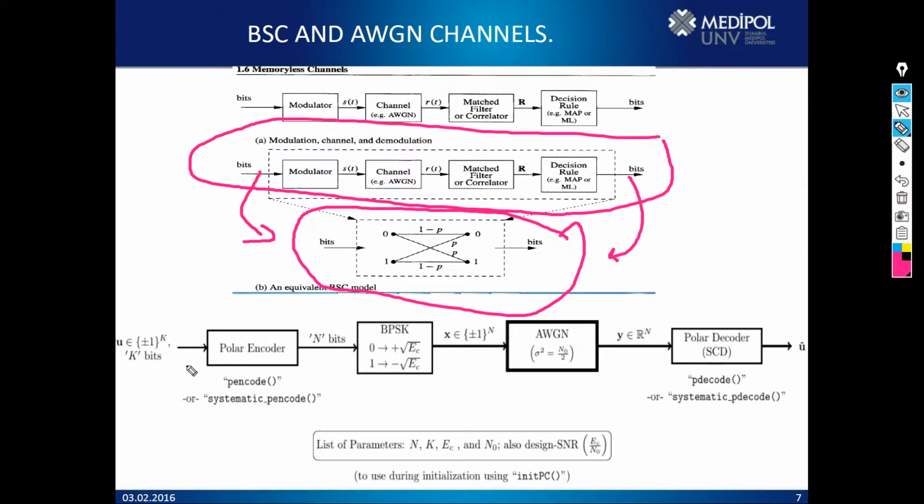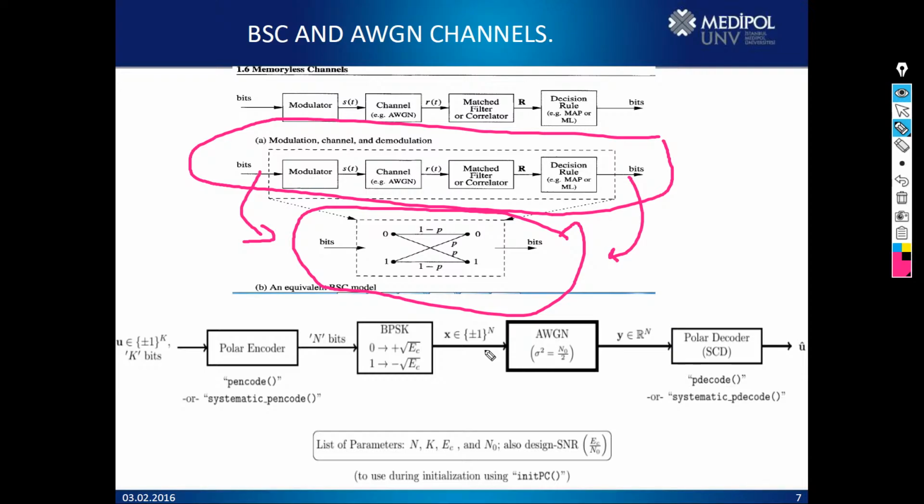You have your data, your message bits, k bits. Then after the polar encoder, you have n bits. Then you use BPSK modulation, as you can see here, then you transmit them over the channel, and then you have a polar decoder, which we call the successive cancellation decoder.